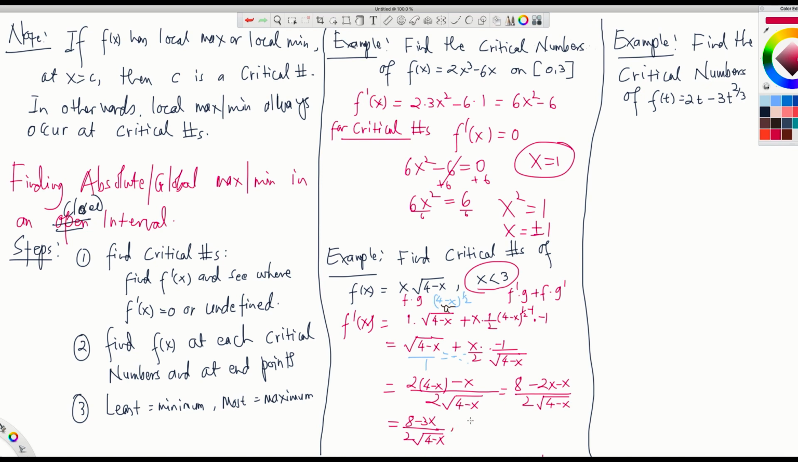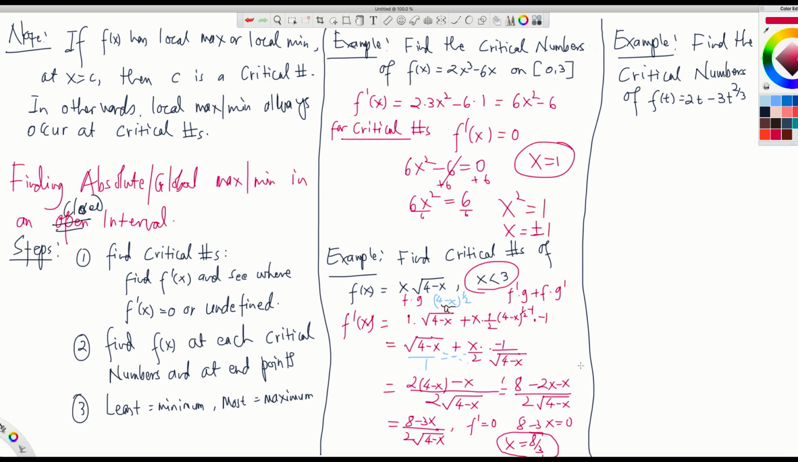Now, when does f prime equal 0? If f prime is 0, the numerator must be equal to 0, right? That is 8 minus 3x equals 0. If you subtract 8 and divide by negative 3, you will get x equals 8/3. So 8/3 is 2 point something, which is less than 3, right? So this is the only critical number.